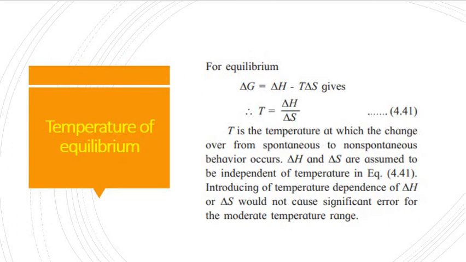Now, temperature of equilibrium. We know the formula delta G is equal to delta H minus T delta S. It will also give us T is equal to delta H upon delta S. T is the temperature at which the changeover from spontaneous to non-spontaneous behavior occurs. If delta H and delta S are assumed to be independent of temperature, introducing the temperature dependence of delta H or delta S would not cause significant error in a moderate temperature range.